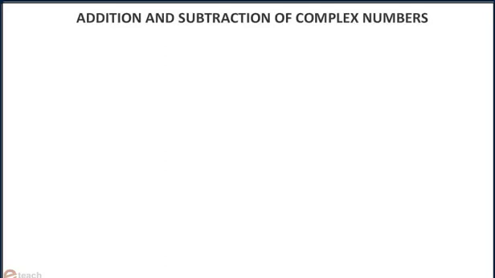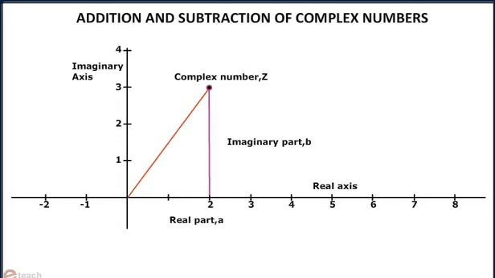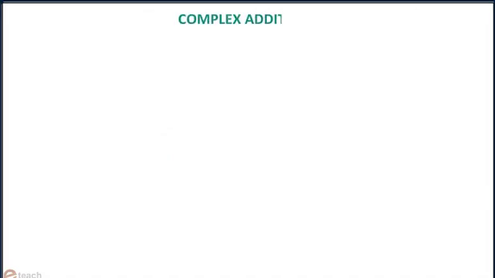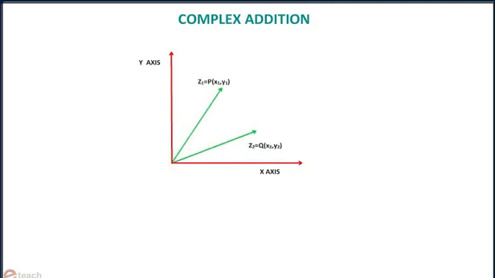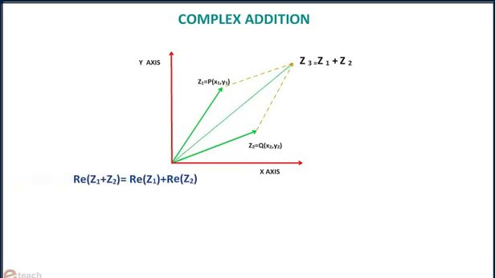Study about addition and subtraction of complex numbers. Let us see complex addition. In complex addition, we add the real parts of the two complex numbers to be added, which can be written as real part of z1 plus z2 equals real part of z1 plus real part of z2. Similarly, for imaginary part, we can write imaginary of z1 plus z2 equals imaginary of z1 plus imaginary of z2.